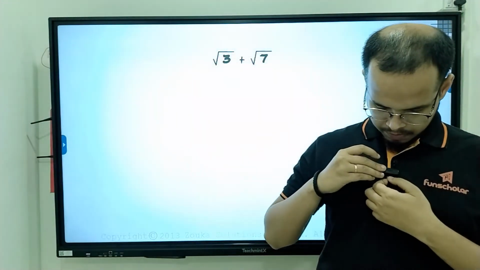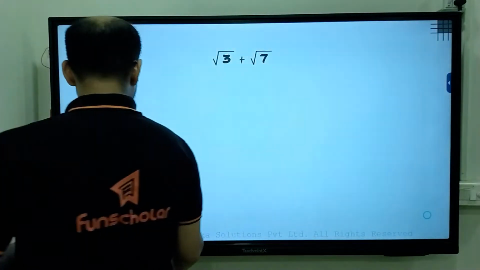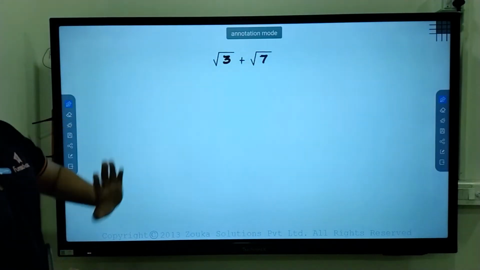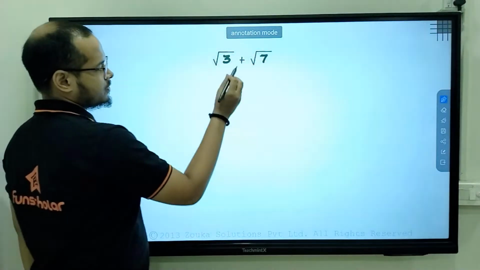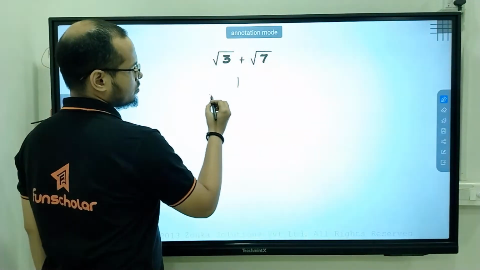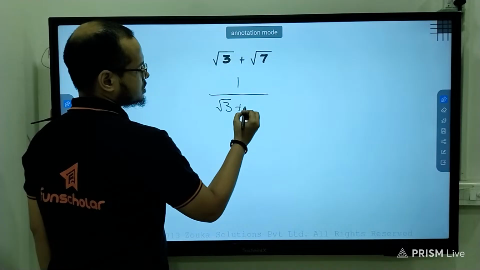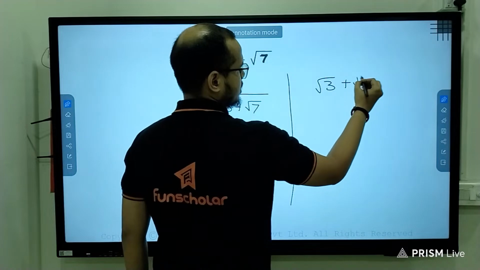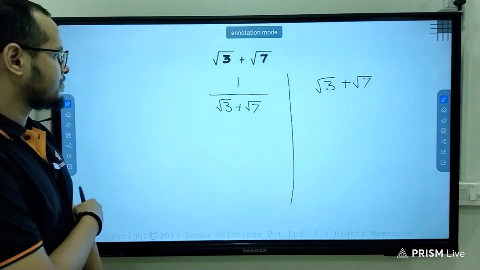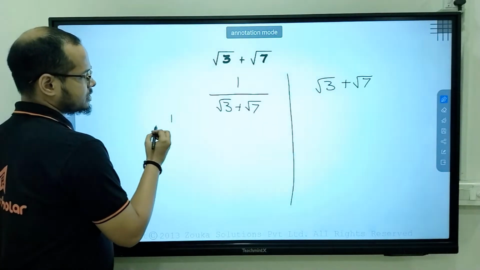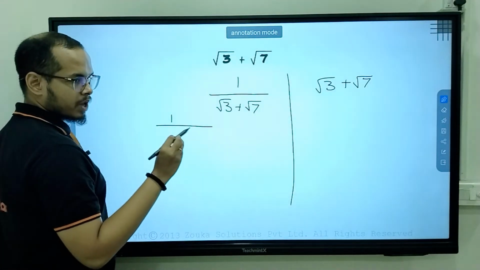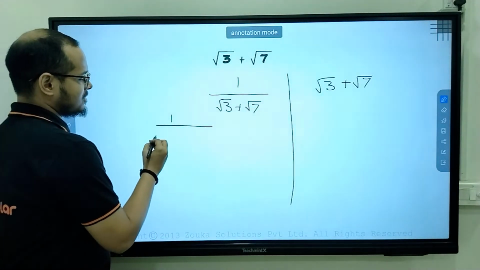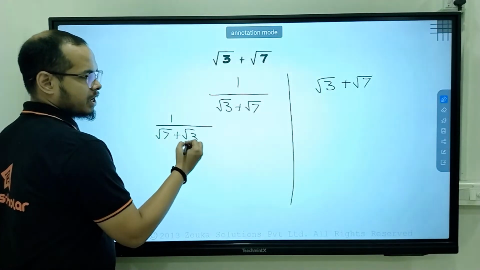In this particular type of sum, let me just start solving. How do we rationalize if something like this is here? First, I will solve both cases: when root 3 plus root 7 is in the denominator and when it is in the numerator. If it's in the denominator, we'll start rationalizing. First, we'll always give priority to the bigger number. So root 7 plus root 3 is the same, right?